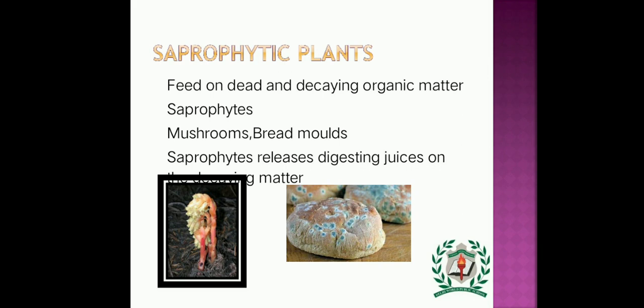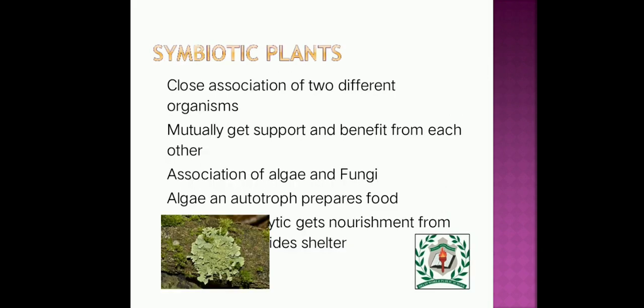So saprophytes are nothing but organisms that feed on dead and decaying organic matter. They are called saprophytes, and their mode of nutrition is known as the saprophytic mode of nutrition. They will convert the organic matter into a simpler, liquid form, and they will obtain the nutrition from it. Coming on to the last heterotrophic plant, the symbiotic plants.